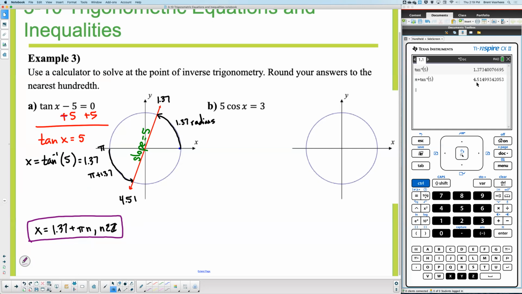Okay, let's try this again. Let's reload and do it one more time. They're not all as easy as tangent. I think tangent's the easiest because one answer gets you all of them. Let's do part B. What would I do on part B to isolate the cosine? Divide by 5. And so cosine x equals 3/5.